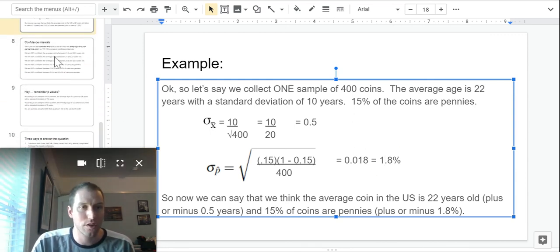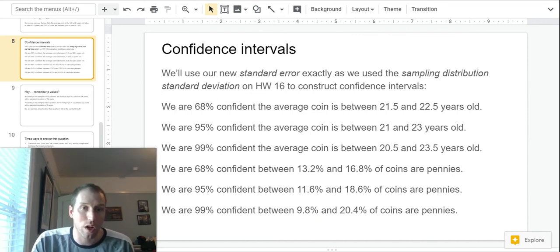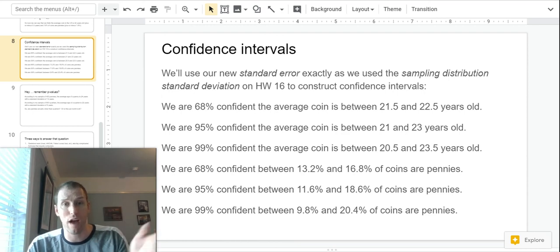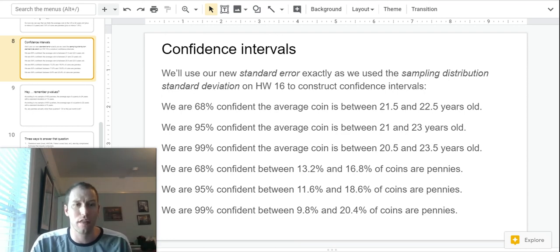And if I want to throw that into a confidence interval, it would look like this. 68%, again, these first three are for age. I start with my average of 22 and I add or subtract one standard error. I add or subtract 0.5 once. I'm 68% confident that the average coin is between 21 and a half and 22 and a half years old. 95% I do 2. That's 21 to 23. 99% I do 3. I'm 99% confident the average age of a coin in the US is between 20.5 and 23.5.